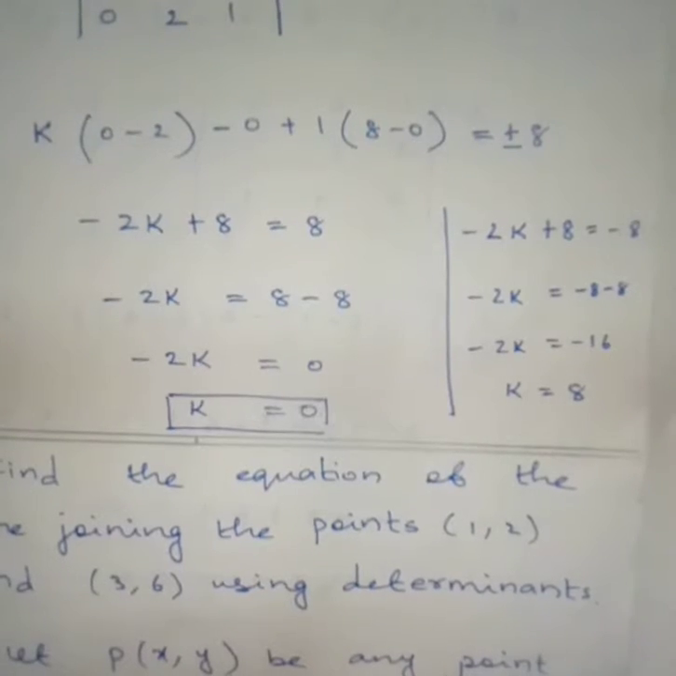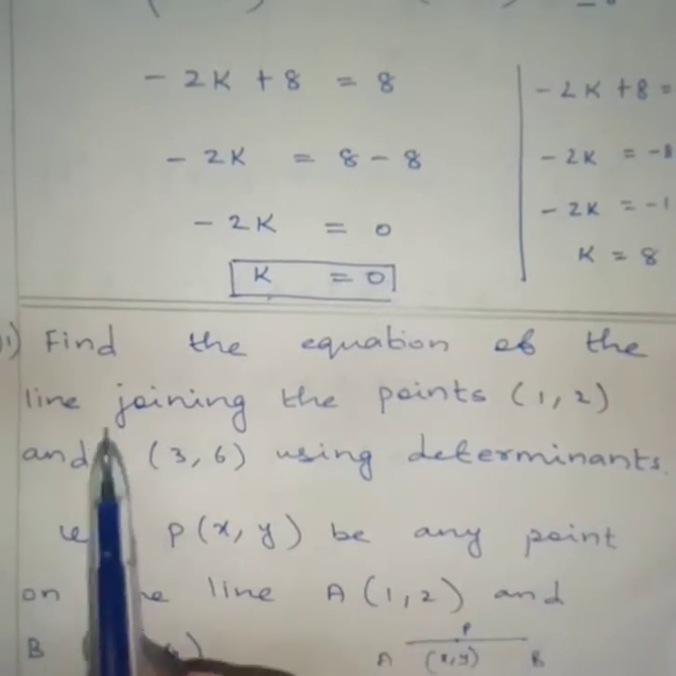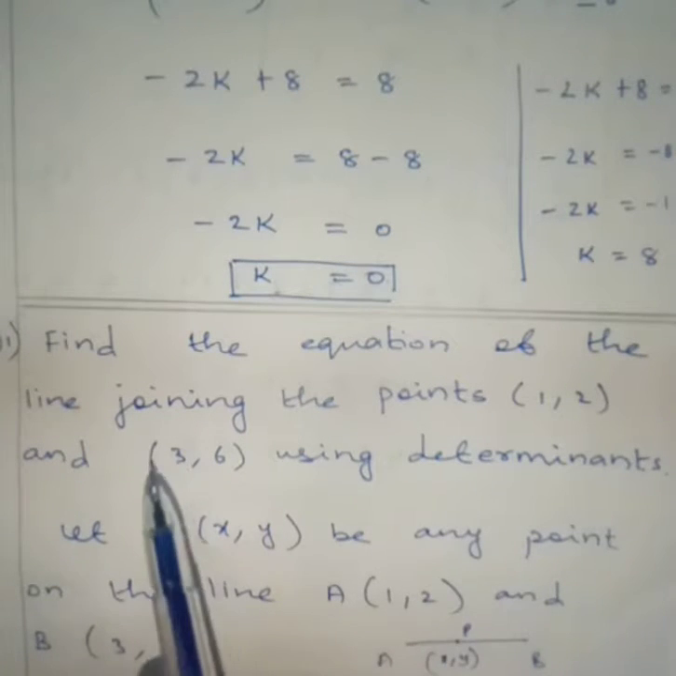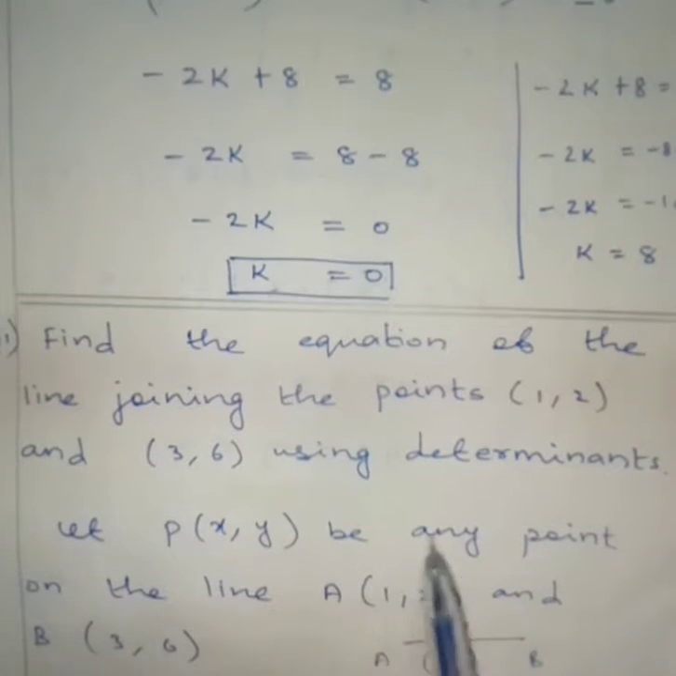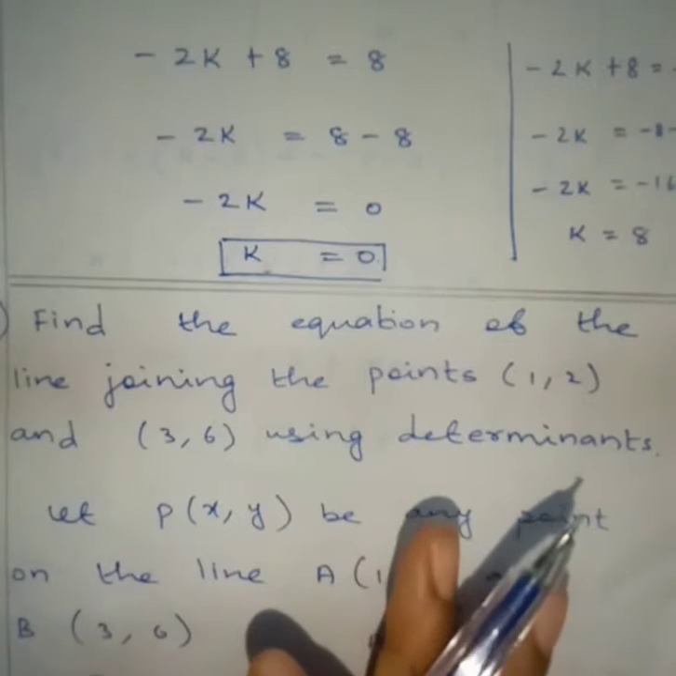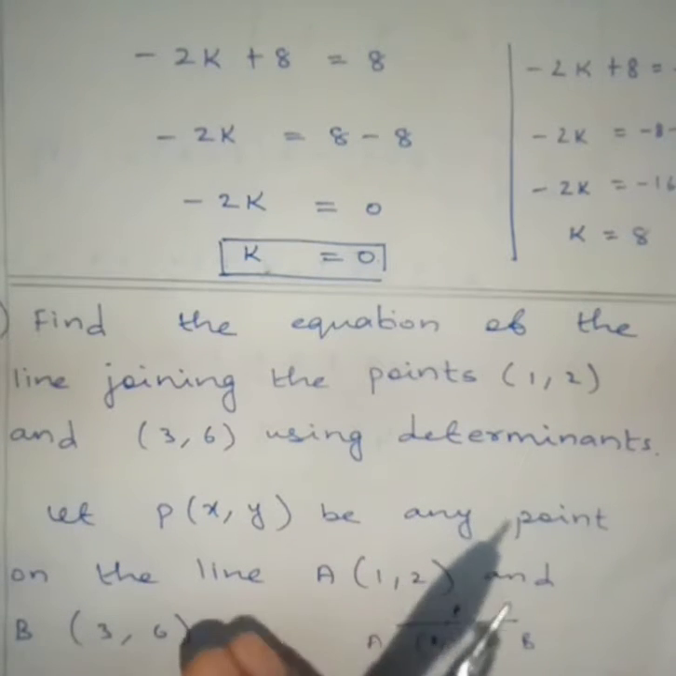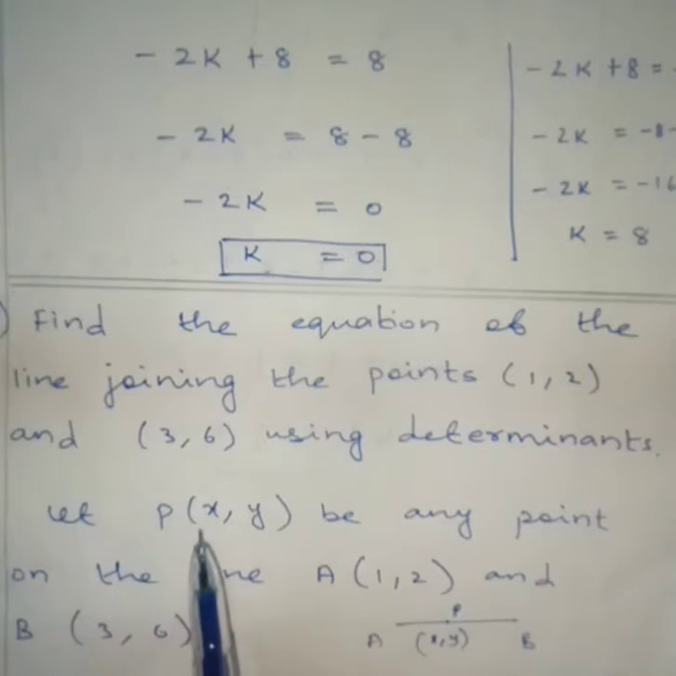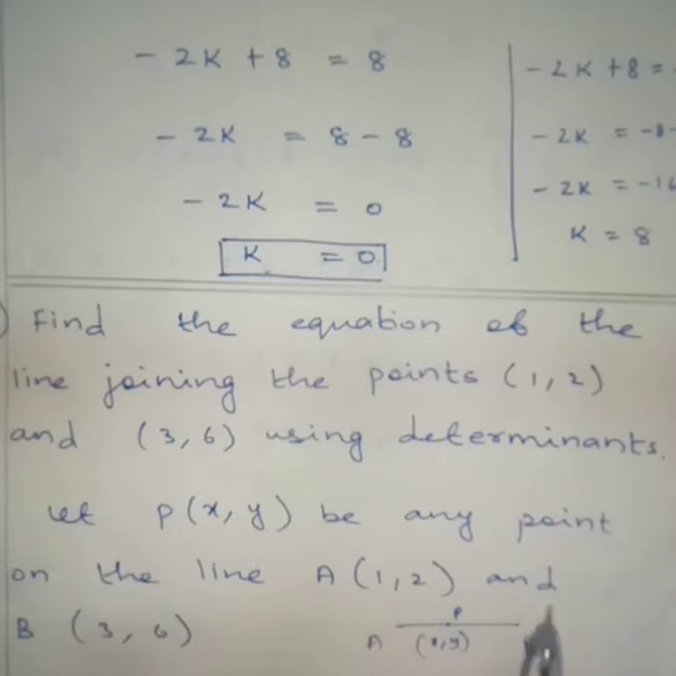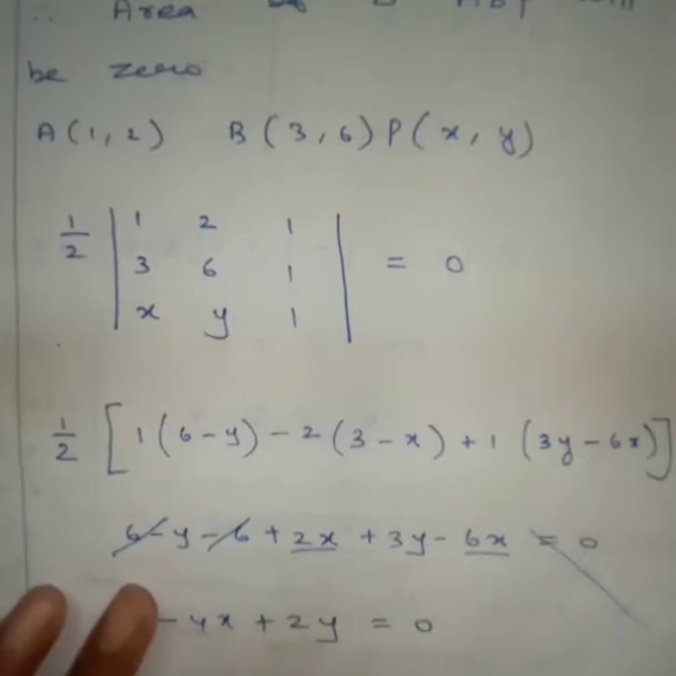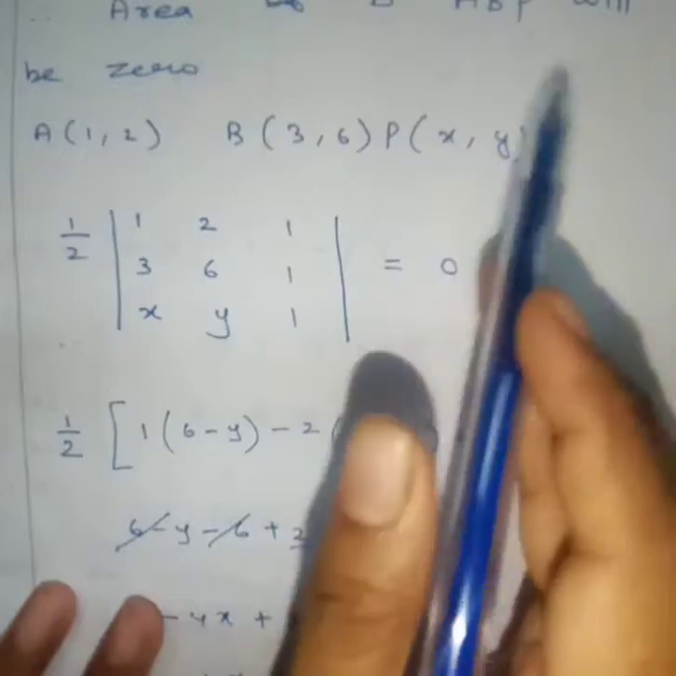Okay, the next question, find the equation of the line joining the points 1, 2 and 3, 6 using determinants. So let P(x, y) be any point. So we want to find the equation. You all know equation means definitely it should have x and y. So we are taking one point P(x, y) be any point on the line AB. So that P is also lying on AB, which means A, P, B are collinear, right? Collinear mean what is the condition? Area of the triangle equal to 0. So we are using that condition, area of the triangle will be 0, right?